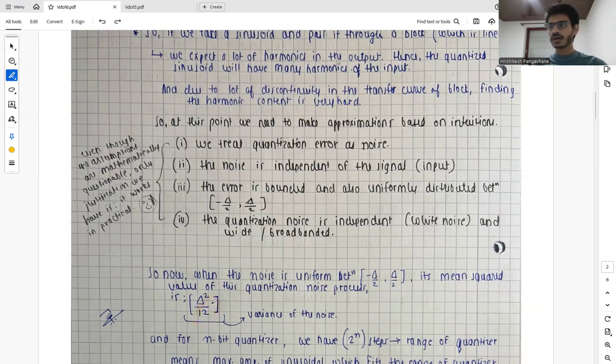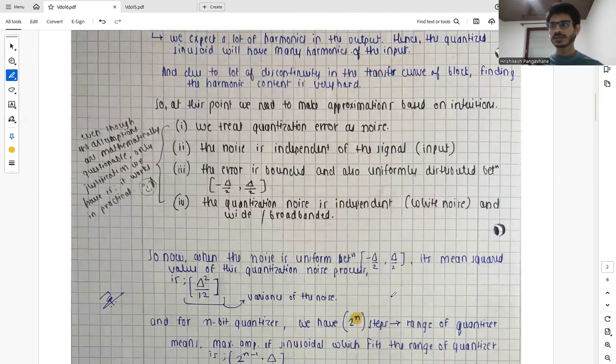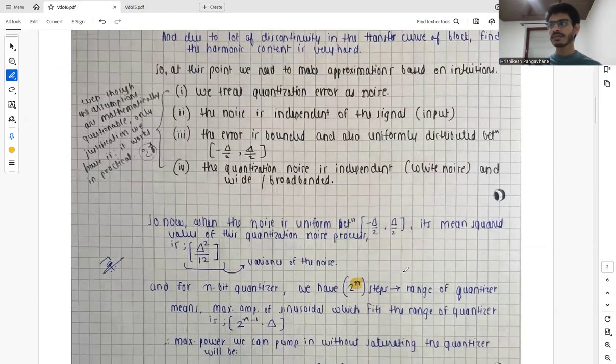And for an n-bit quantizer, we studied quantization in the last two videos, we have 2 to the power n steps. So basically this is the range of the quantizer, right? Which means that the maximum amplitude of the sinusoid which fits the range of the quantizer is 2 to the power n minus 1 times the step size. So basically we are familiar with this.